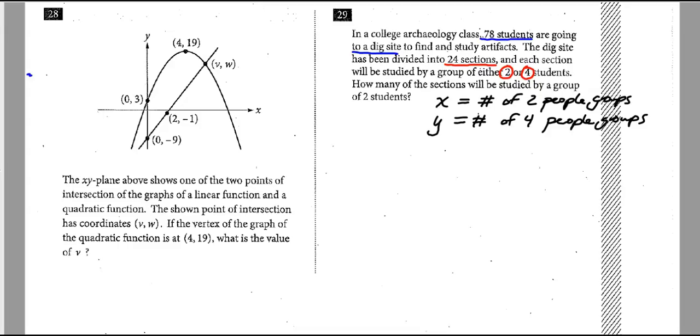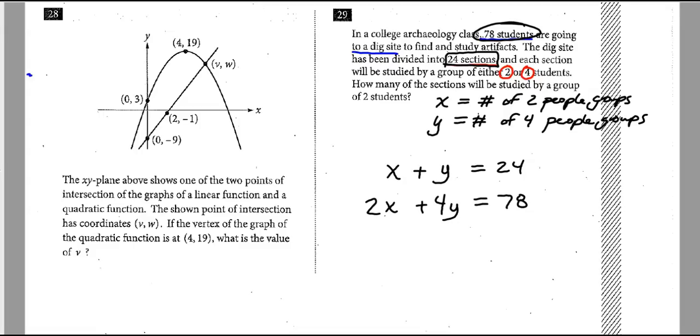Well, let's first talk about sections. We only have 24 sections. So if I take the x sections and add them to the y sections, we should have 24. So the 2 people groups plus the 4 people groups should be 24 groups. Now we got to deal with this 78 students. Well, there's 2 students in every x group, and then there's 4 students in every y group. And that comes out to be 78. So our 2 equations kind of represented sections and students.